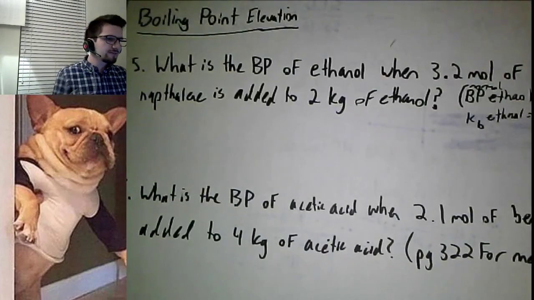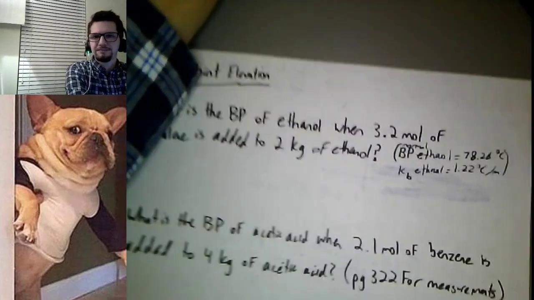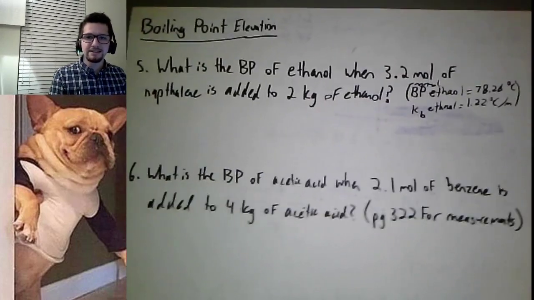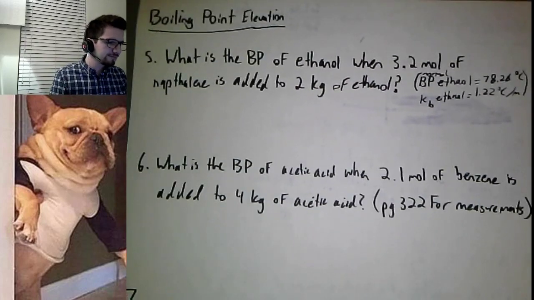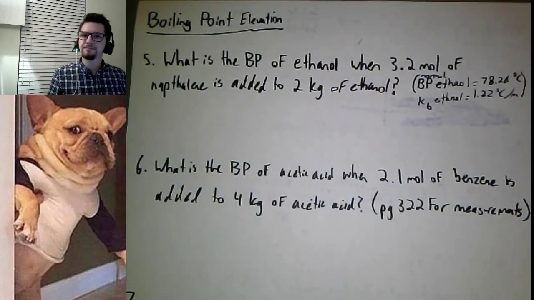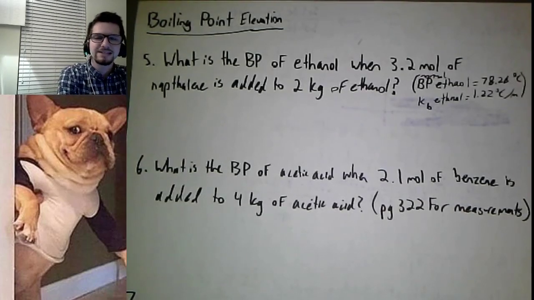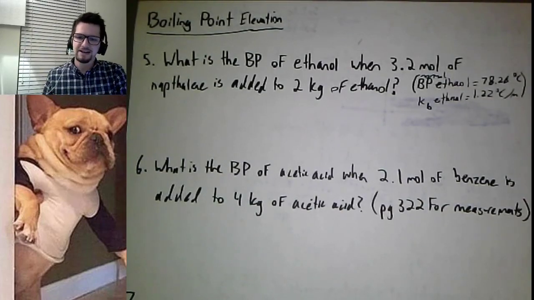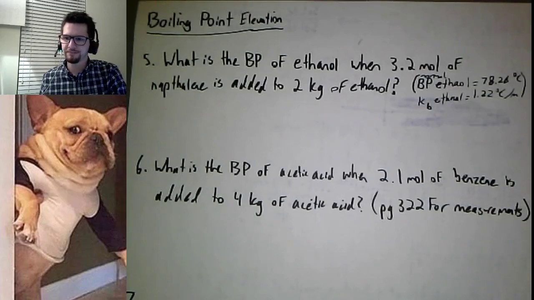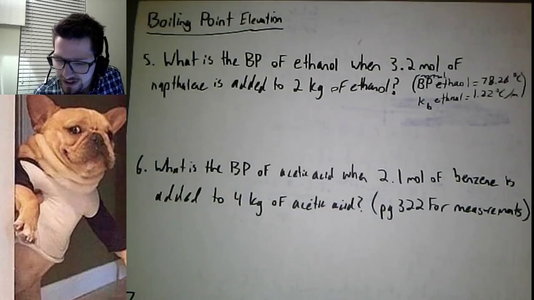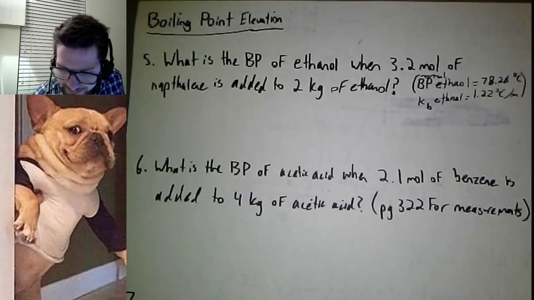So first I'm going to do a problem for boiling point that is covalent, and then I'm going to do one that is ionic. So here's the covalent one. I'm going to do number 5. What is the boiling point for ethanol when 3.2 moles of naphthalene is added to 2 kilograms of ethanol? And then I give you the boiling point and the Kb. I'm getting those two numbers from page 322, which you're going to need to get for number 6.